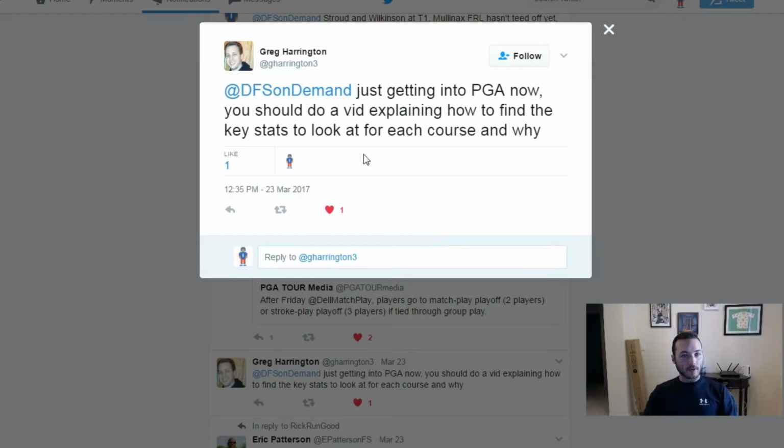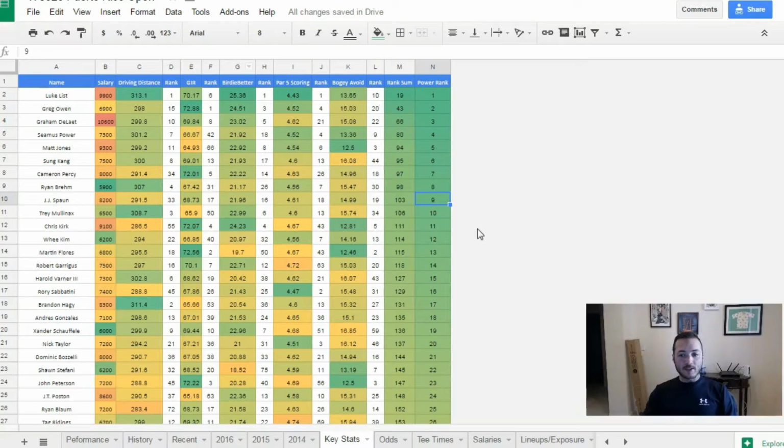What Greg is referring to is this spreadsheet that I put together each week on DFS On Demand. One of the tabs is the key stats. What I do is I compile what I think are the most important stats of the week. I rank the players from 1 to however many people are in the field, add those up, and essentially get power rankings. For this week, we're looking at the Puerto Rico Open, where Luke List is the number 1 golfer that I have, and you can see how all those golfers are ranked down the side.